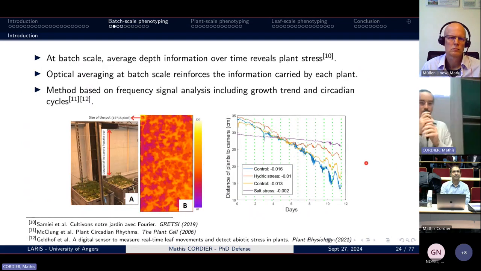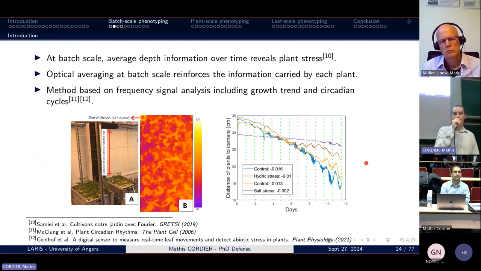We have a first work in 2019 from Salma Samied, which demonstrated that at batch scale, average depth information over time is able to reveal plant stress. This also demonstrated that the optical averaging at batch scale is able to reinforce the information carried by each plant. In particular, this method was based on frequency signal analysis, including growth trend and circadian cycles.